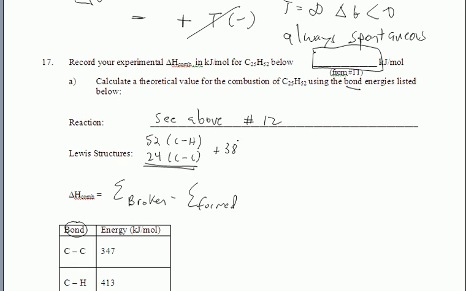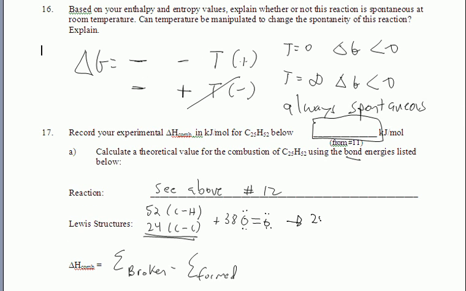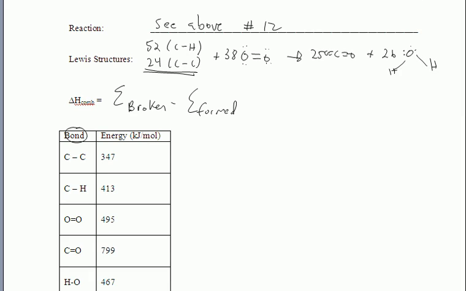We do have 38 O double bond O's going to our 25 CO2s plus our 26 waters. All right, we're going to plug this information into our bonds broken minus bonds formed equation. I'm going to try and do this as clear as possible.